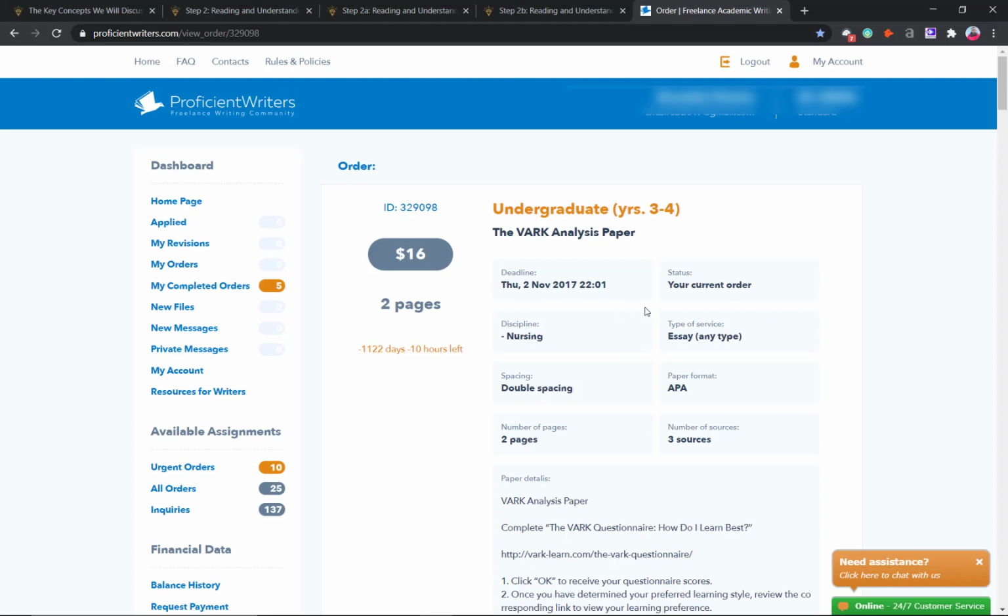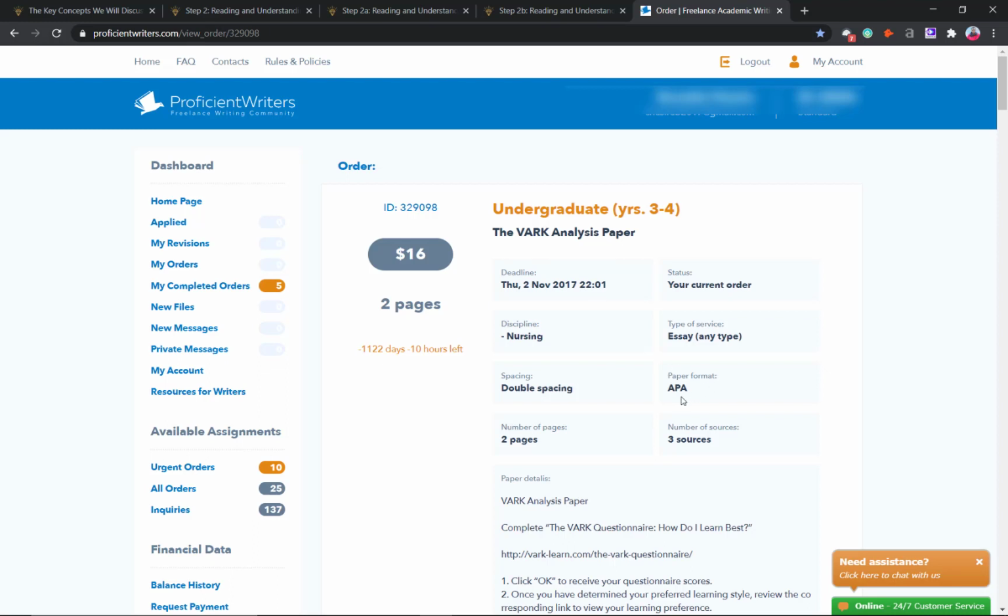I did this paper some time ago. The structure of the paper, what will it tell you? The discipline. In this case, it was a nursing paper. The type of service. In this case, we are to write an essay. The spacing, double spacing. The spacing in this case is the space between the lines as you type. Well, I'll show you much later when we're dealing with formatting. We will see how to make your paper double spacing, 1.5 spacing, or just ordinary spacing.